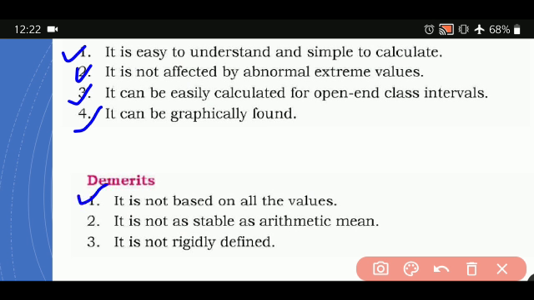We will see what the demerits are. It is not based on all the values, because it is not covering all the values. It is taking only one value, which is repeating the maximum number of times. Second, it is not as stable as the arithmetic mean. Third, it is not rigidly defined. It means if you want more accuracy in the analysis, something very perfect, you cannot apply the formula of mode, because it is giving a very superficial value.